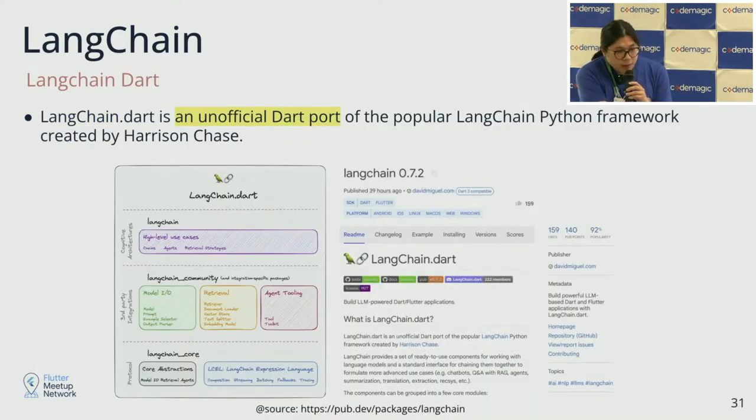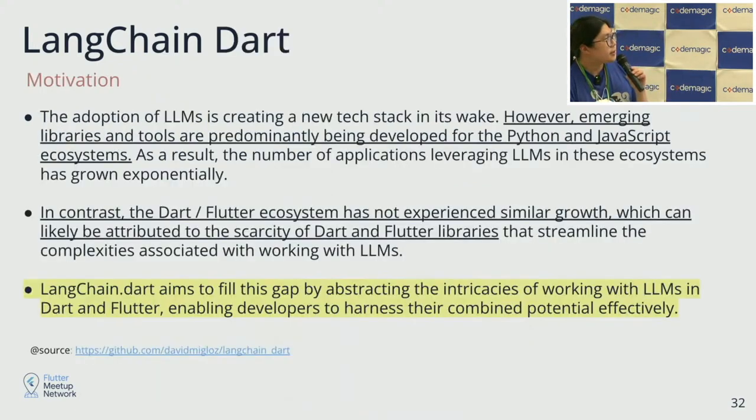So how can we use LangChain in Dart and Flutter? Here is a package called LangChain Dart. LangChain Dart is an unofficial Dart port of LangChain. If you visit the LangChain Dart repository, you can find the motivation behind why this package was developed. As mentioned earlier, LangChain primarily operates in Python, JavaScript, and TypeScript. Thus the aim is to allow Dart and Flutter developers to use LangChain concepts and functionality for building LLM apps.